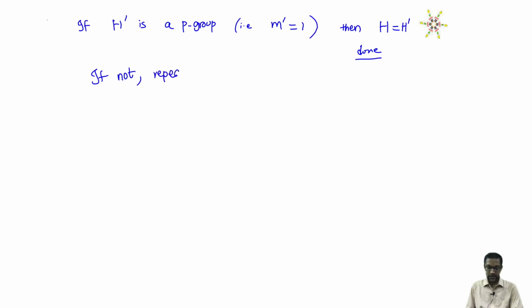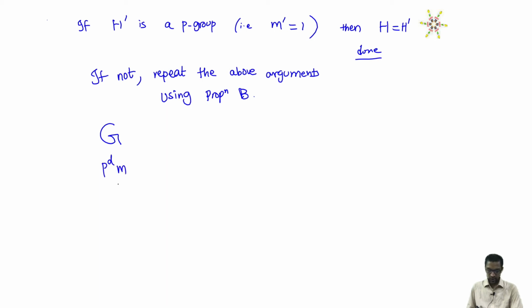well, then let's repeat the above set of arguments using proposition B. Remember, proposition B is really the key statement that we need. It says if you have a non-p group, then you can construct a nice fixed point free action. So if you see what we have done, if G is not a p group, it had cardinality p to the d m, and if m is not 1, it's not a p group, then we are able to construct a subgroup H prime whose cardinality now looks like p to the d m prime. If m prime is 1, then you're done.